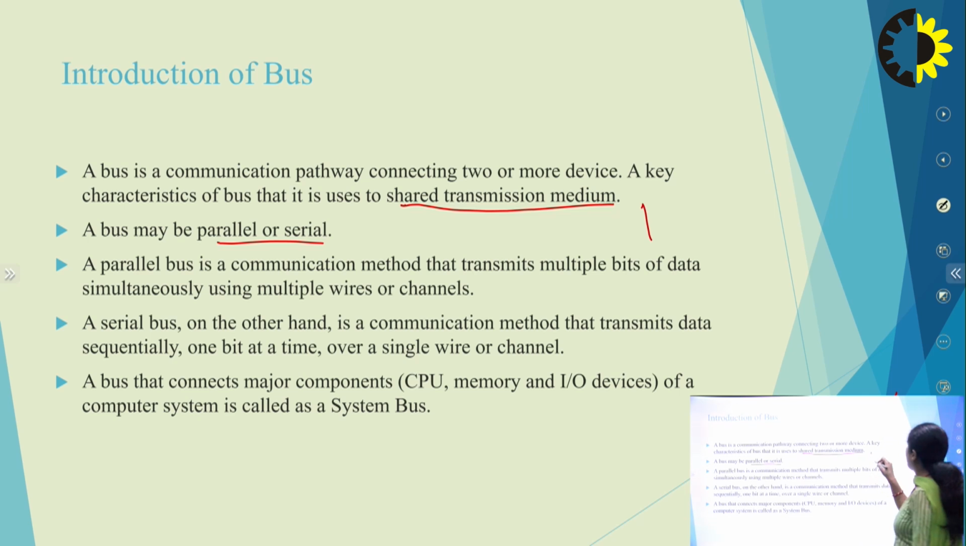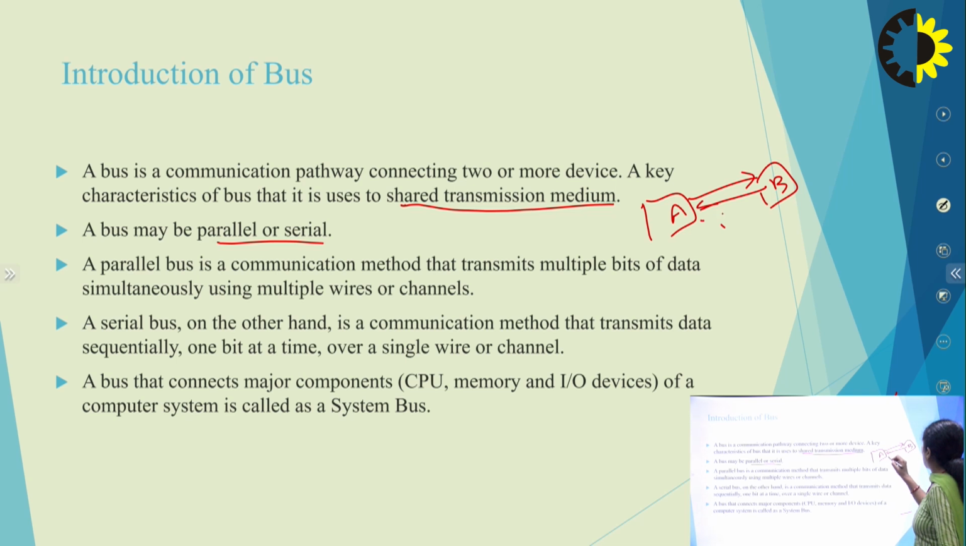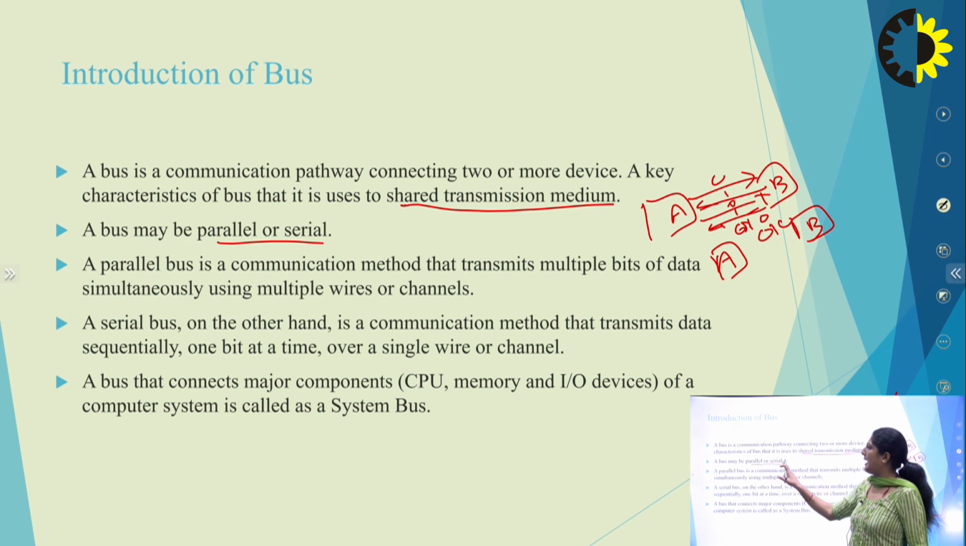For example, if we take two devices A and B and we want to transfer data with the help of a parallel bus, the number of input and output lines will be used simultaneously, whereas in serial, if we want to transfer 0, 1, 0, it will first transfer 0, then it will transfer 1, then it will transfer 0. So this is the concept of serial and parallel buses.